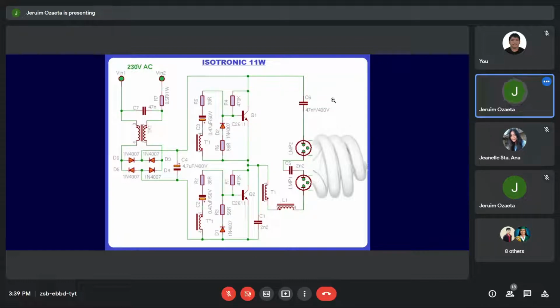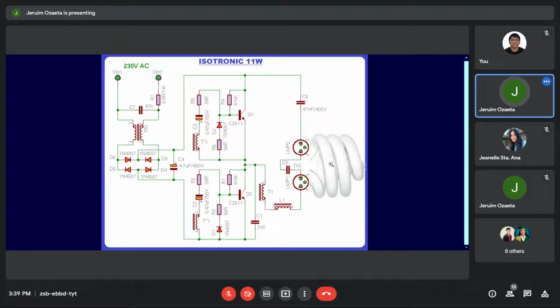Okay, where is that circuit? Now, this is a circuit which connects to your fluorescent lamp. The input is 220 volts. Okay, there is a capacitor and then there is a resistor. The purpose of the capacitor is to filter the undesirable frequency at the 220 volts AC source. The R7 is a dropping resistor in order to work together with the C7. And then it is connected to a transformer.